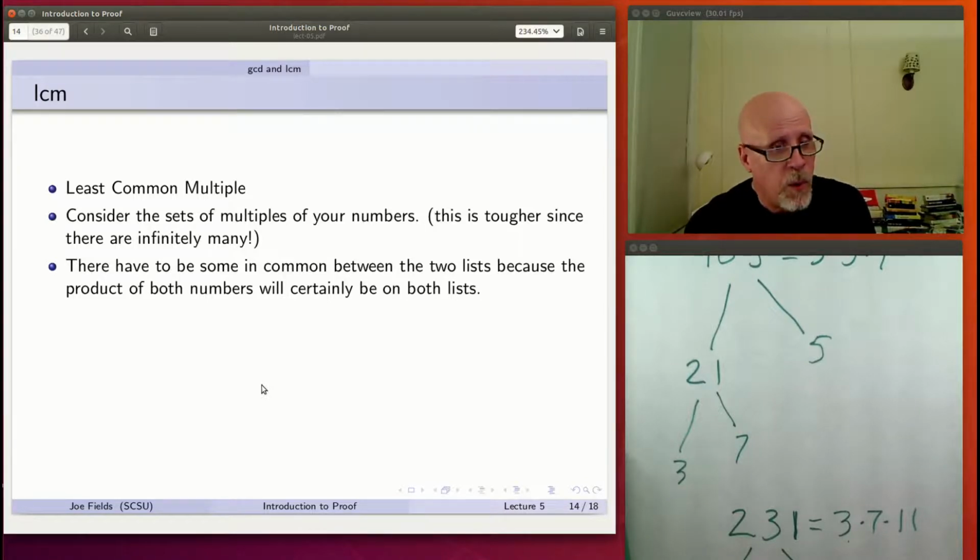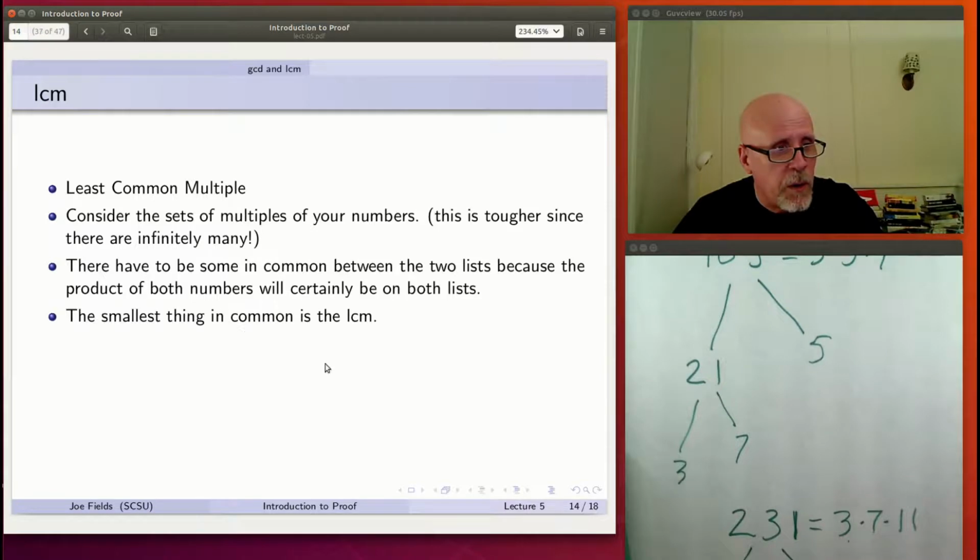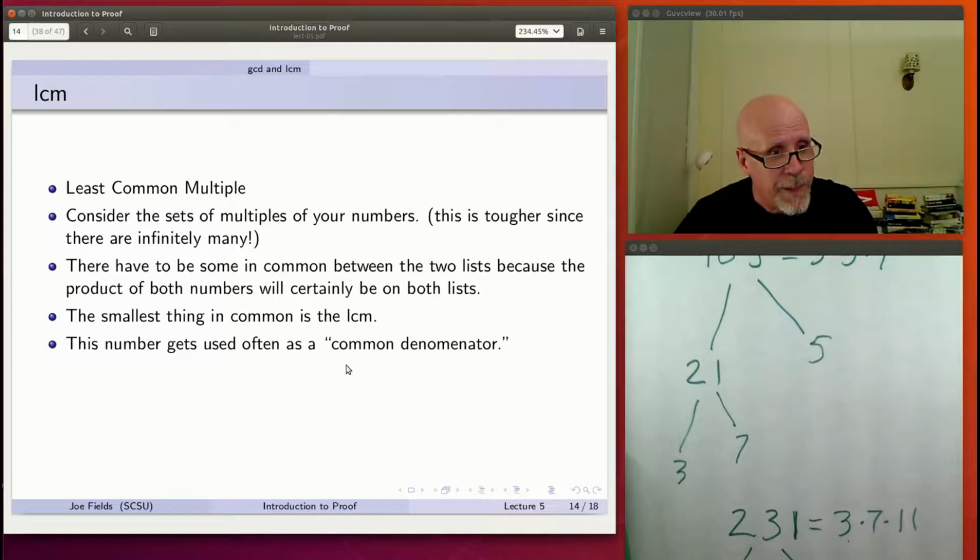Yeah, it's important to notice that there will be something in common between both lists, because if you just multiply the two numbers by each other, if you've got A and B, well, the product AB is a multiple of B, but it's also a multiple of A. Okay, so the product is on both lists, but there might be something smaller, and often there is. That smallest thing that's in common is the LCM, and that's the number that we use as a common denominator. When the numbers we're talking about are the denominators of two fractions, the LCM is in fact the number you use as the common denominator.